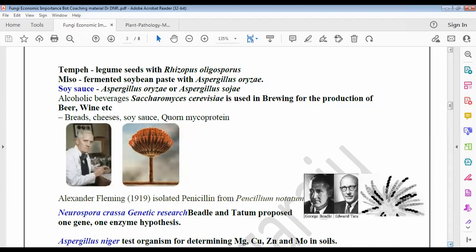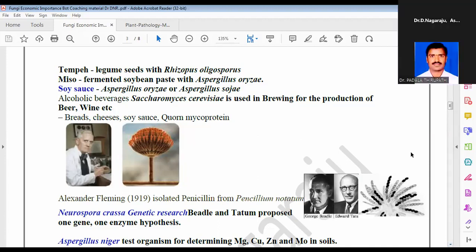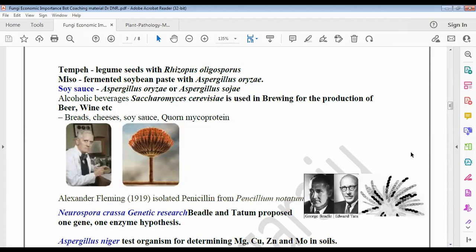Plasmopara viticola caused the French famine. The French famine is caused by Plasmopara viticola fungi. Downy mildew of grapes is caused by Plasmopara viticola.